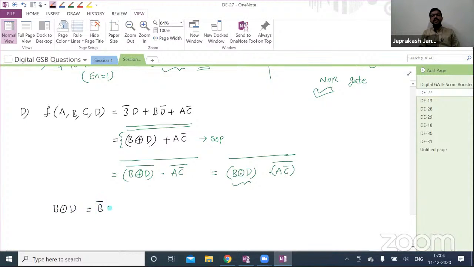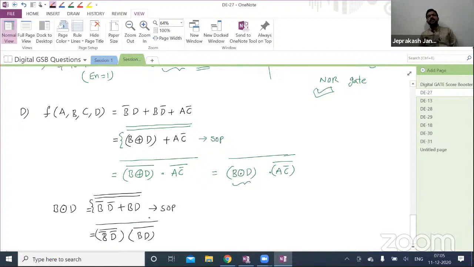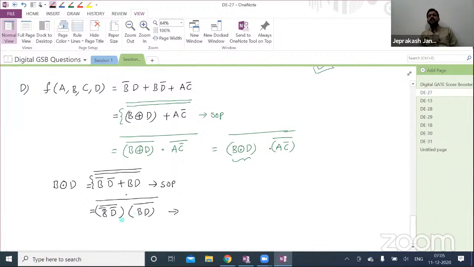B XNOR D is nothing but B bar D bar plus BD. This particular function is SOP form, yes or no? Similar to here, SOP form. In order to implement by using NAND gates, you have to perform 2 times complement. For inner complement, apply De Morgan's law. That means first term complement and second term complement, and you're having the external complement as it is. Now tell me, for implementing a 2 input XNOR gate, how many 2 input NAND gates we require? Just observe this particular expression. How many 2 input NAND gates we require?